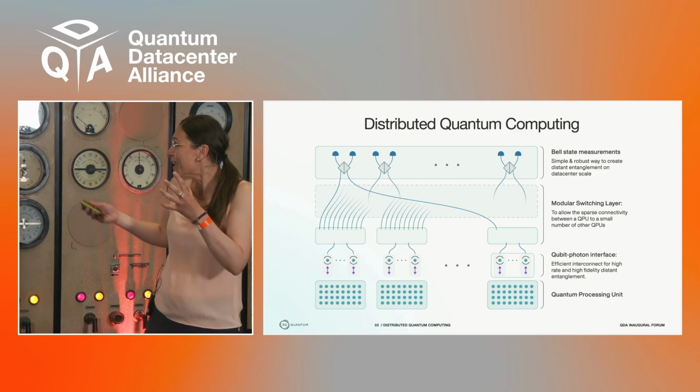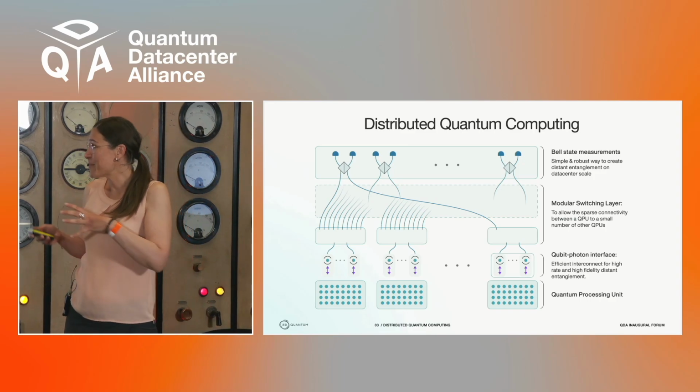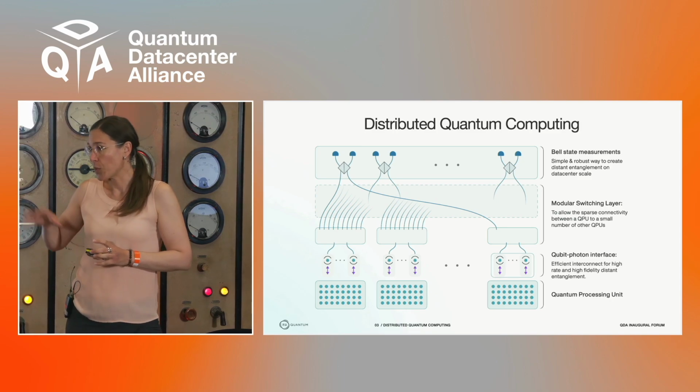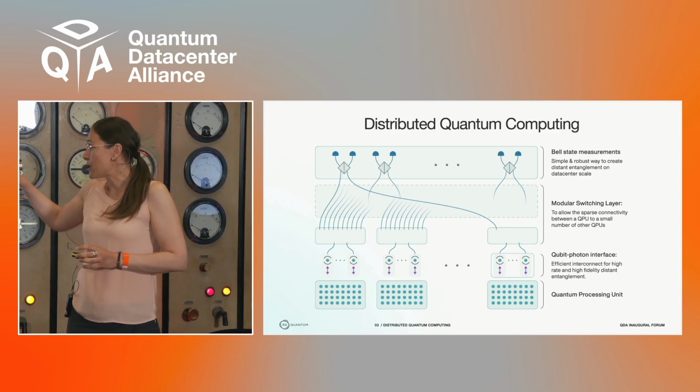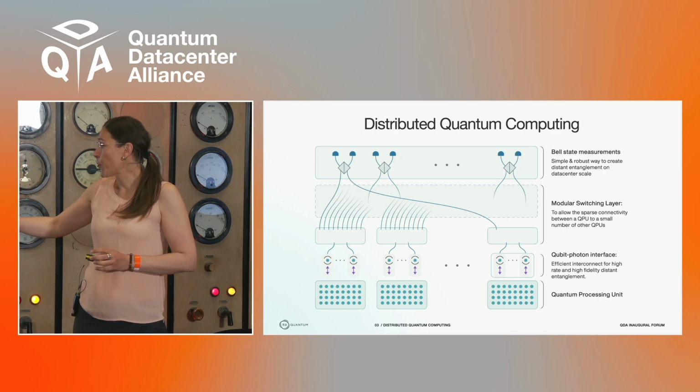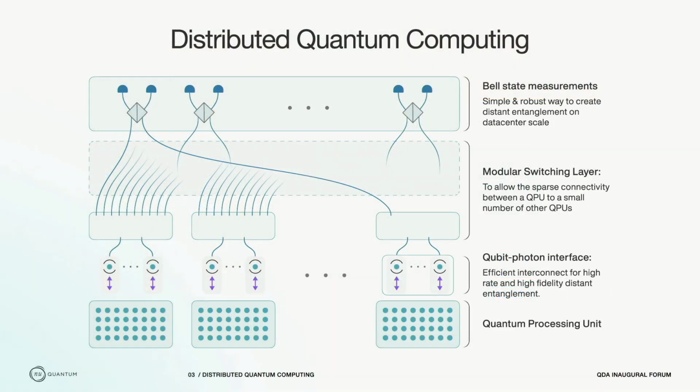At New Quantum, we like crayon diagrams, and how we think about the hardware that will be needed to instantiate this network layer is highlighted here. First of all, adjacent and integrated with the quantum processing unit, you need some kind of very efficient qubit-photon interface. This is an interconnect to produce high-rate, high-fidelity qubit-photon entanglement.